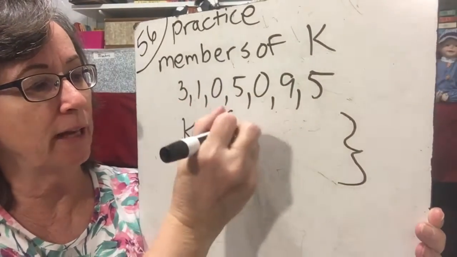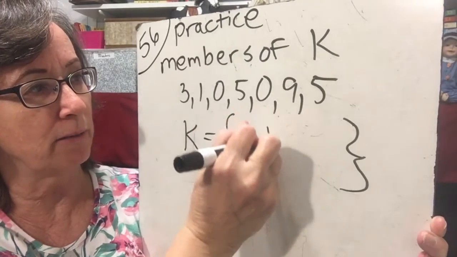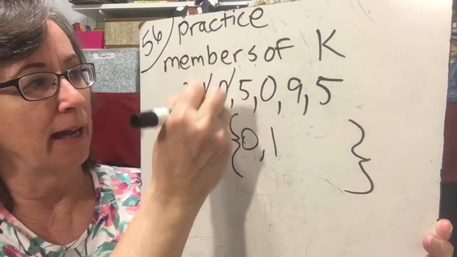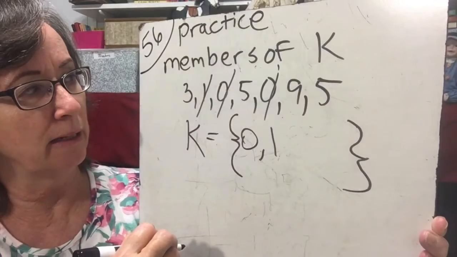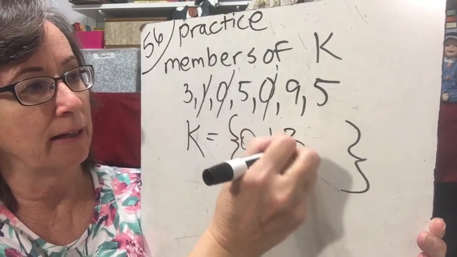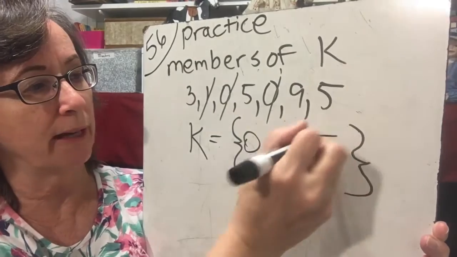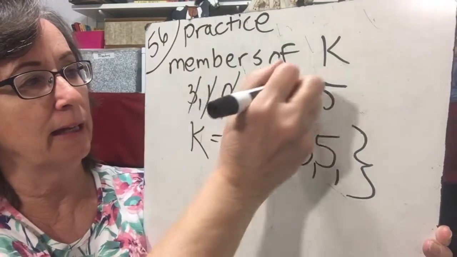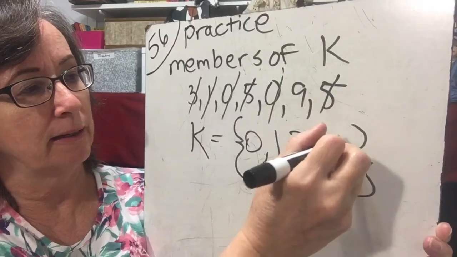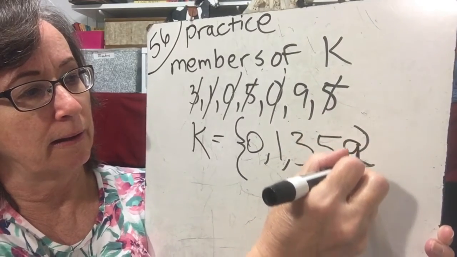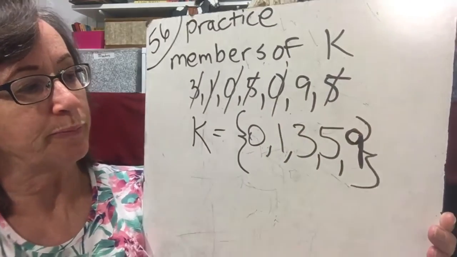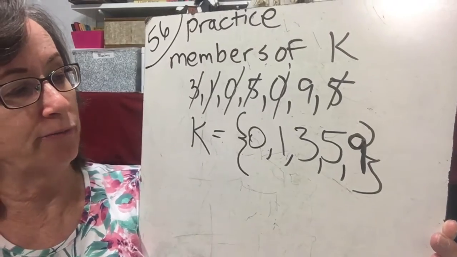So there are no negatives. I like to start with 0 and then go to 1. And I just took care of those 3. And I've got a 3 and a 5. Got 2 5s, but I only put 1 in there. And then a 9. Zero, 1, 3, 5, 9.